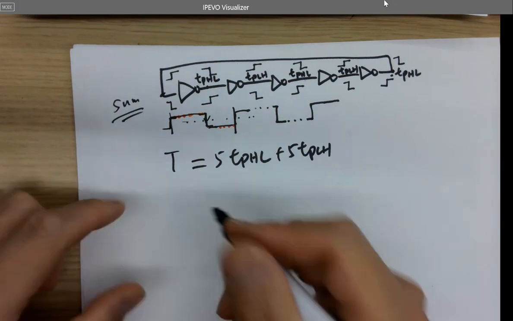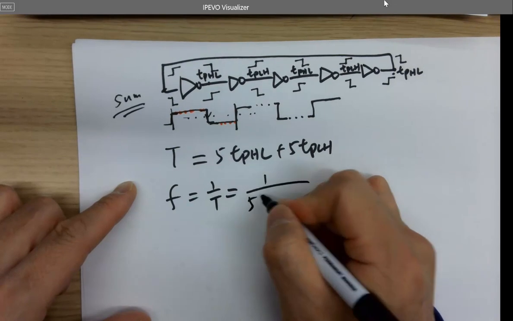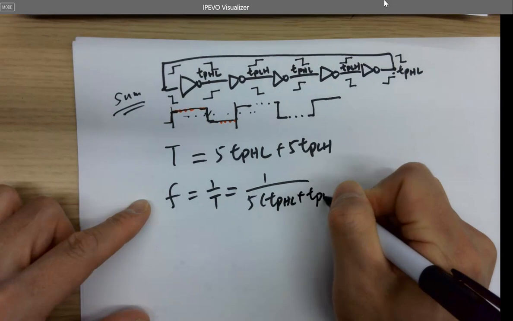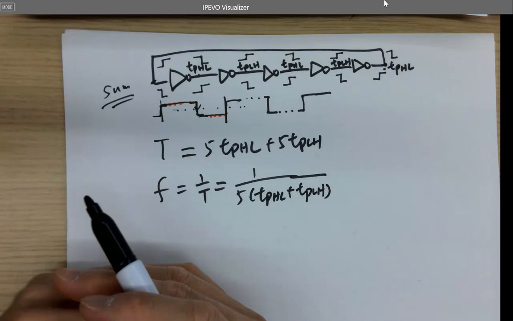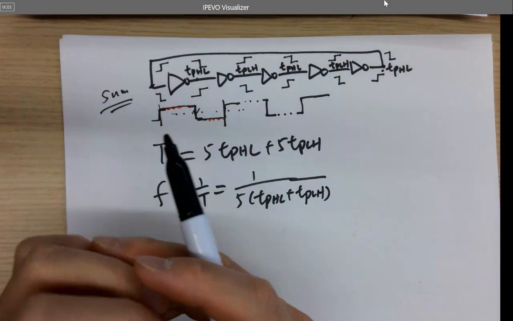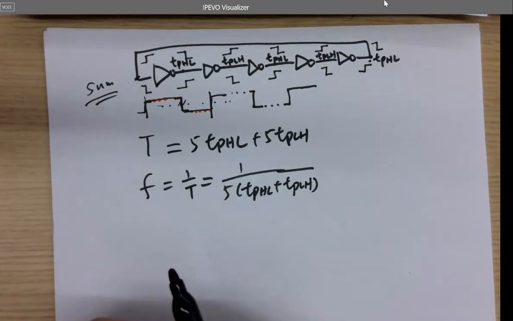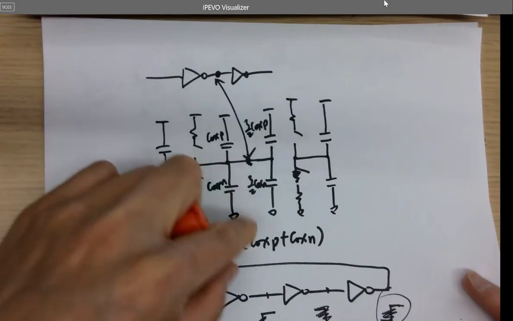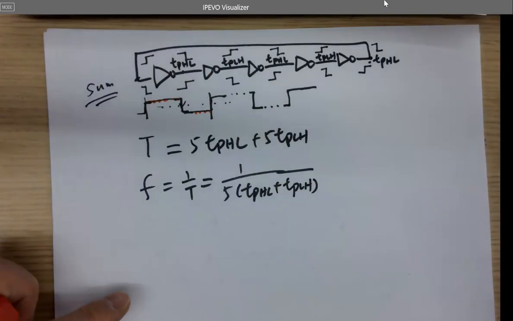If you know T, you know the frequency, right? Frequency equals 1 over T, which is 1 over 5 times (TPHL plus TPLH). So we are assuming all the inverters are equivalent. So all the TPHL are equal. All the TPLH are equal as well. So you can calculate the frequency of the ring oscillator by using this equation. And you can find the numbers from the model. What are the CUX? What are the R and the RPs for the calculation?